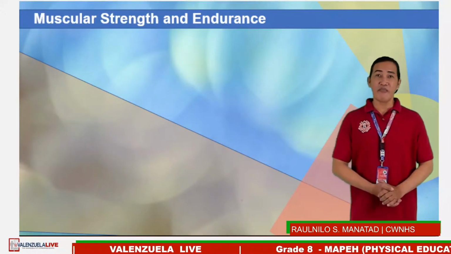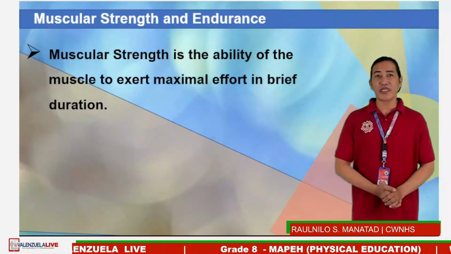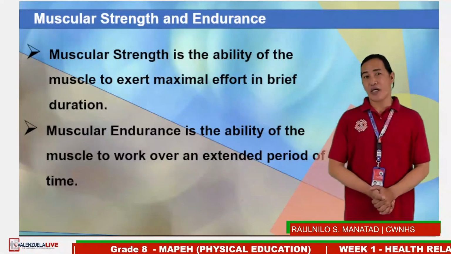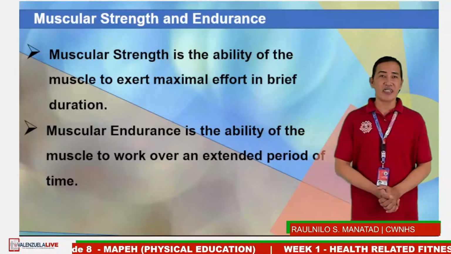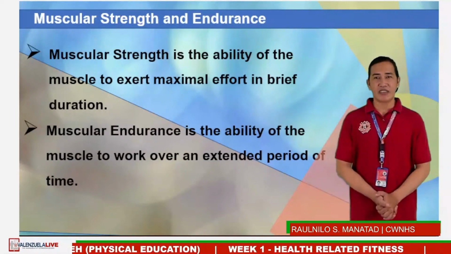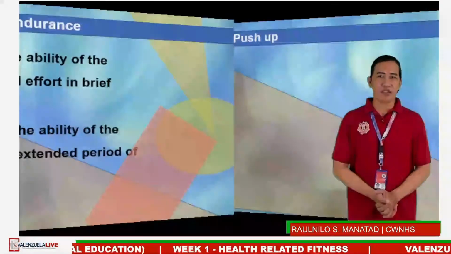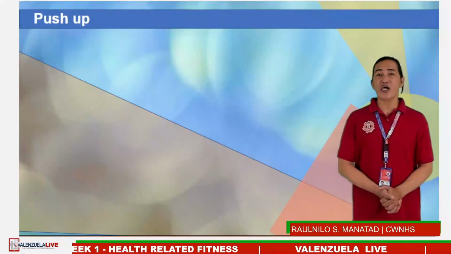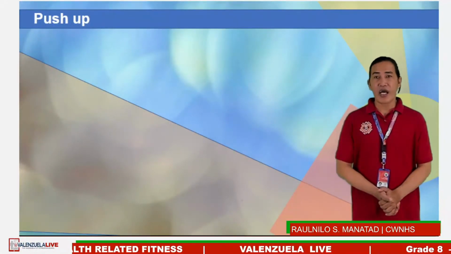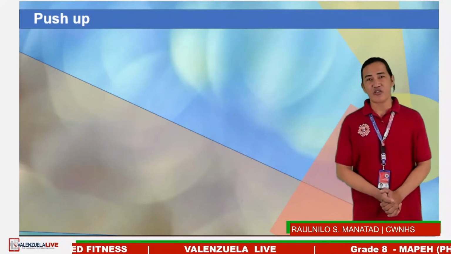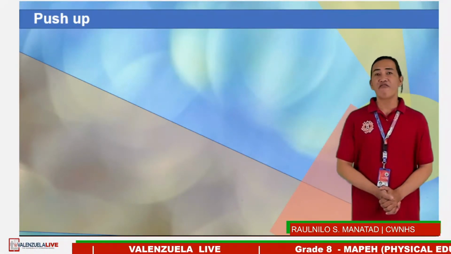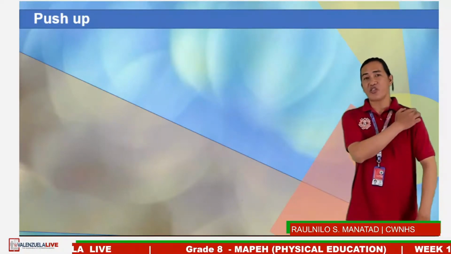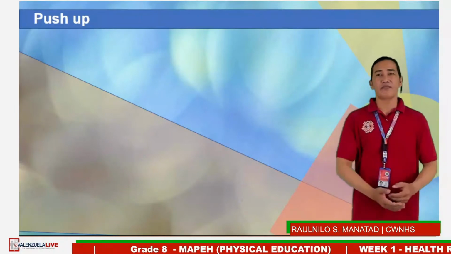Muscular strength is the ability of the muscle to exert maximal effort in a brief duration, while muscular endurance is the ability of the muscle to work over an extended period of time. Push-up is to measure the strength and endurance of your upper extremities. The upper extremity has 3 sections: the upper arm, the forearm, and the hand. It extends from the shoulder joints down to the fingers.